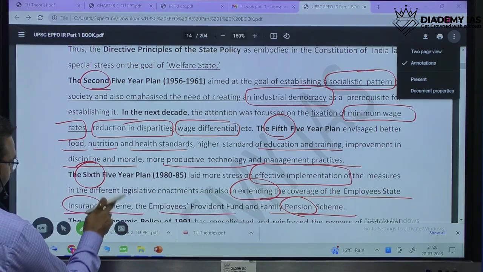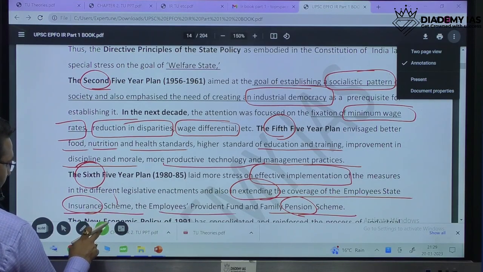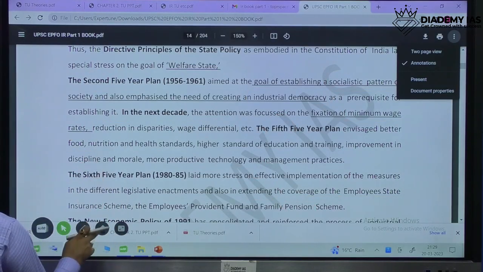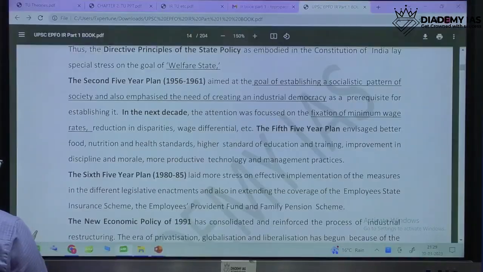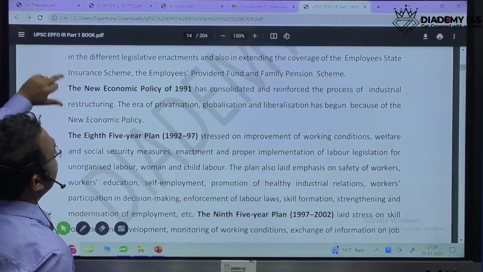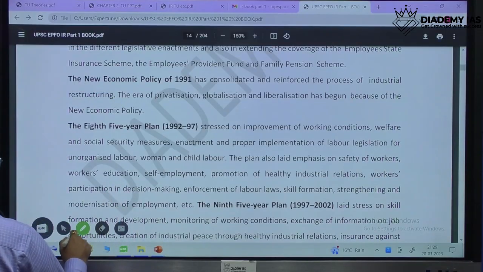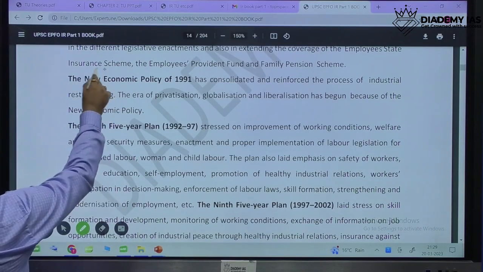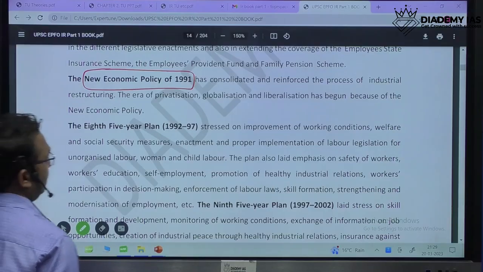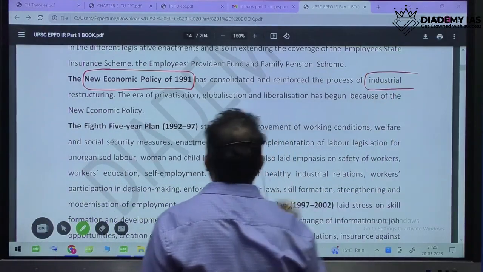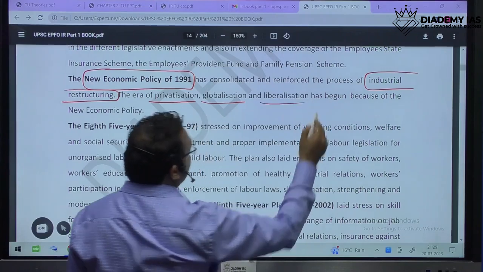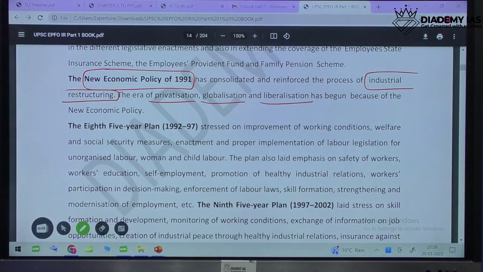Now after this, 1991 आ गया, reforms वाला time आ गया. So this was the time of reforms, the new economic policy of 1991. It consolidated and reinforced the process of industrial restructuring. This was the time of industrial restructuring, with privatization, globalization, and liberalization.